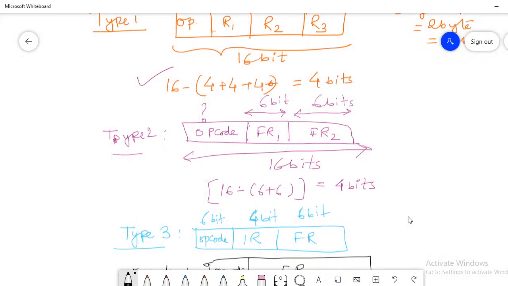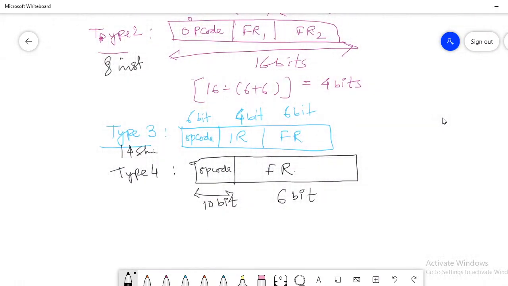Okay, so type 1 you have 4 instructions like this. Type 2 you have 8 instructions like this. Type 3 you have 14 instructions like this. And type 4, the question is, you need to calculate the value of n, the number of instructions that are there.